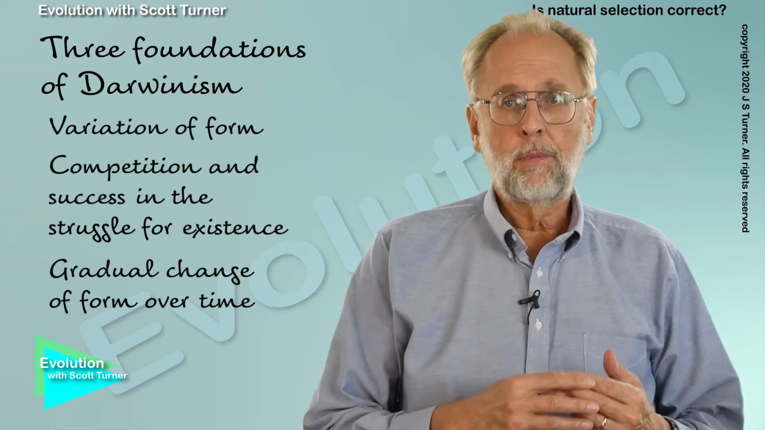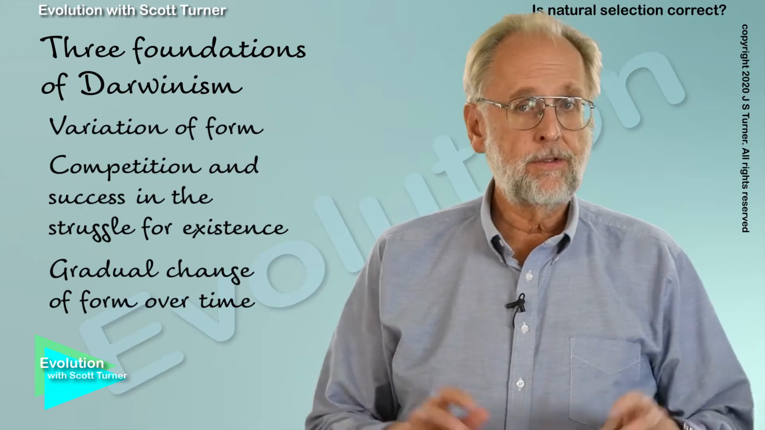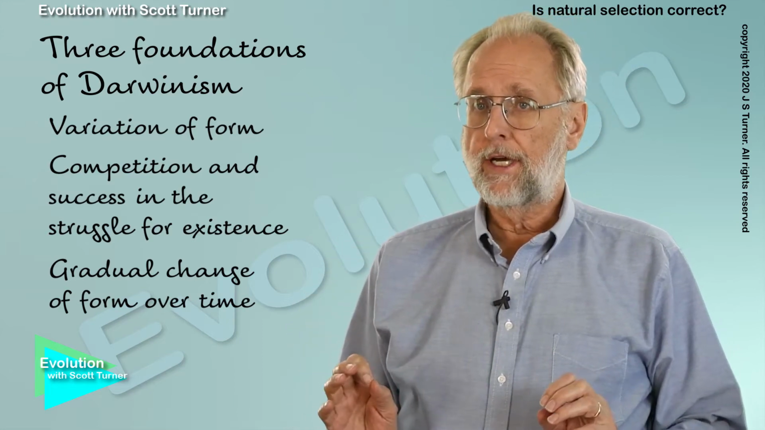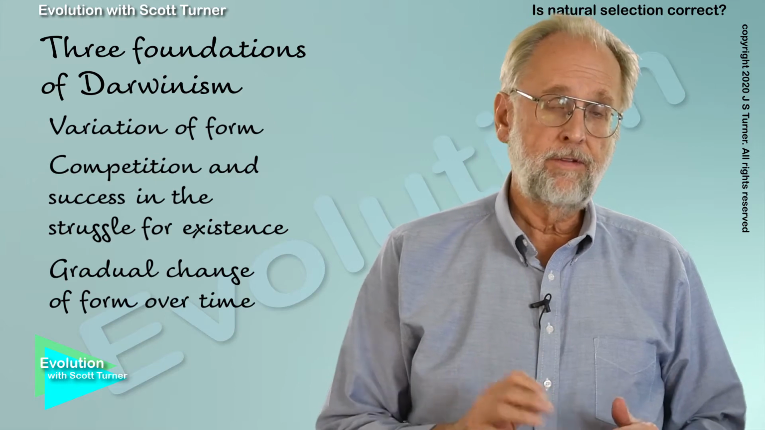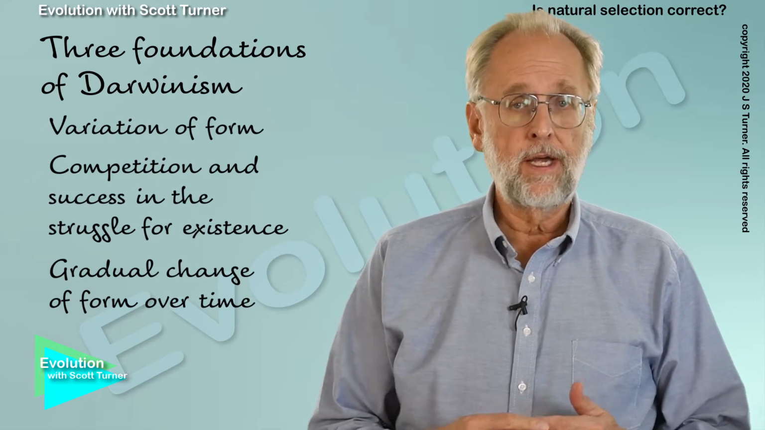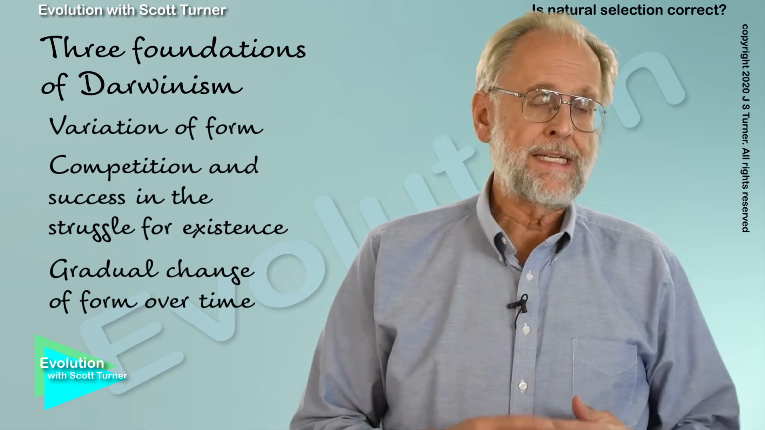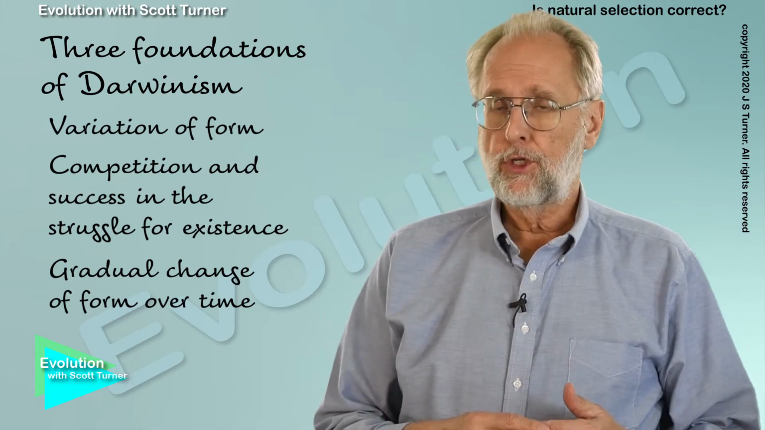All three are embodied in the title of his 500-page abstract, On the Origin of Species by Means of Natural Selection, or the Preservation of Favored Races in the Struggle for Life. To Darwin, these three principles together comprised a law-driven process for evolution.